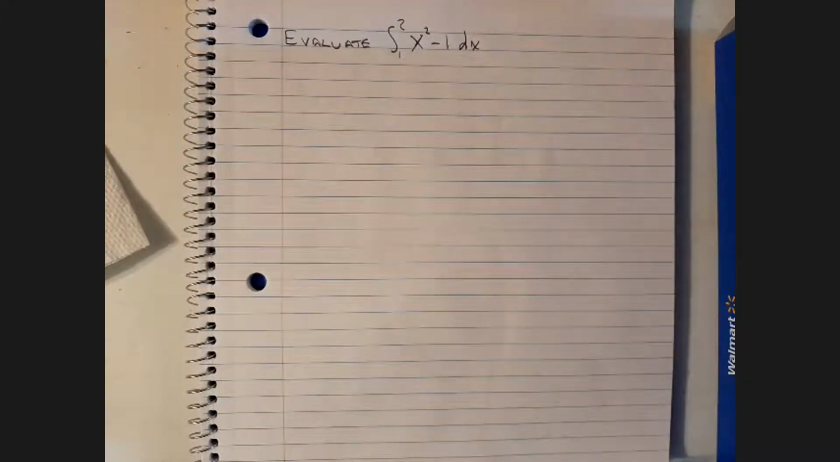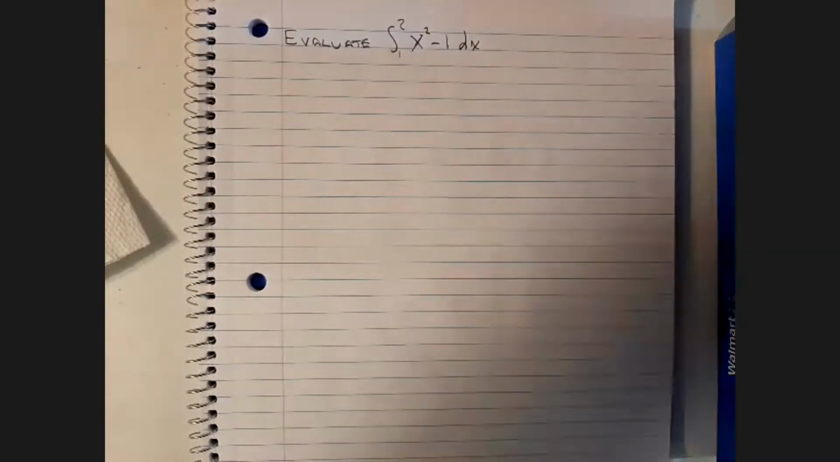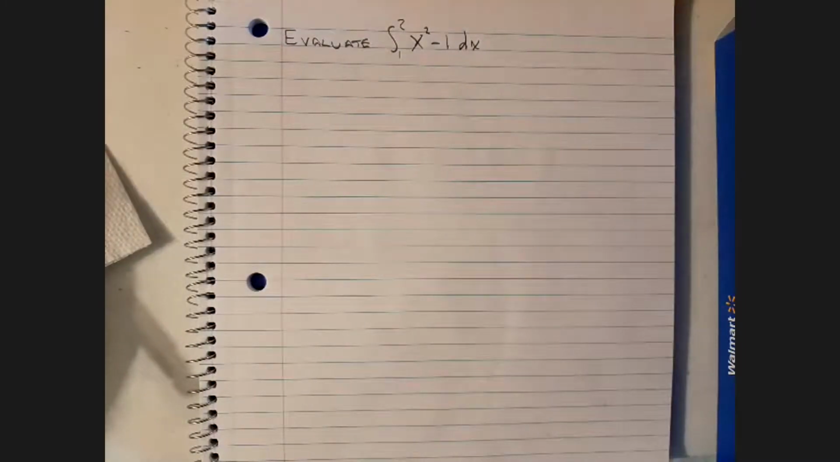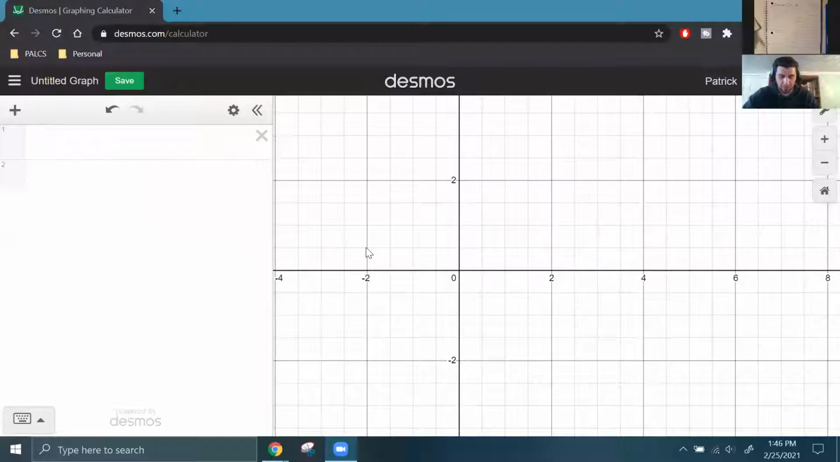It says evaluate the definite integral from 1 to 2 of x squared minus 1 dx. Now, basically what a definite integral is calculating is the area under the curve, and I should say the signed area under the curve between the curve and the x-axis. And what I'd like to do is show you a picture of what this looks like.